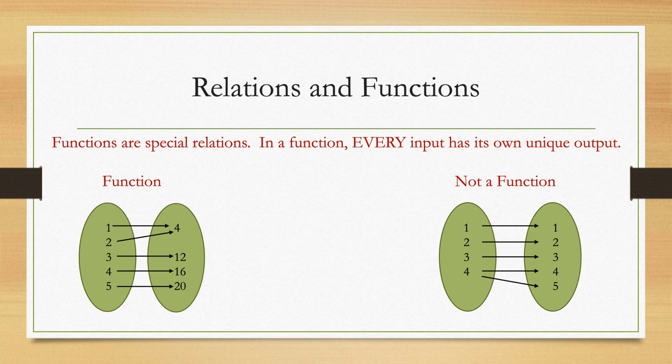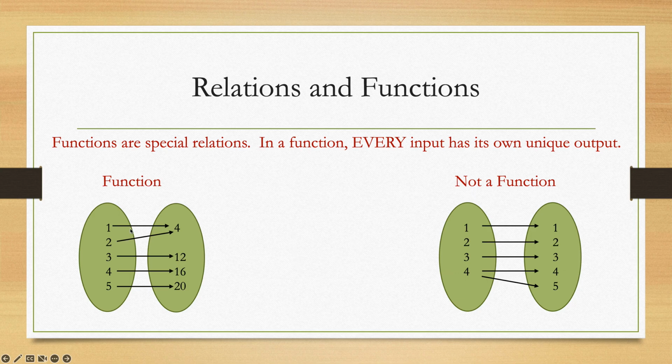So there's 2 things there. Every single input has to have an output, okay? If it's in the domain, it has to have an output. And it also has to have a unique output. So in other words, you cannot get 2 different outputs from the same input.